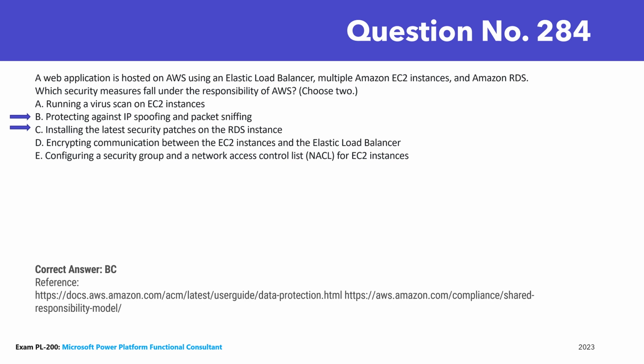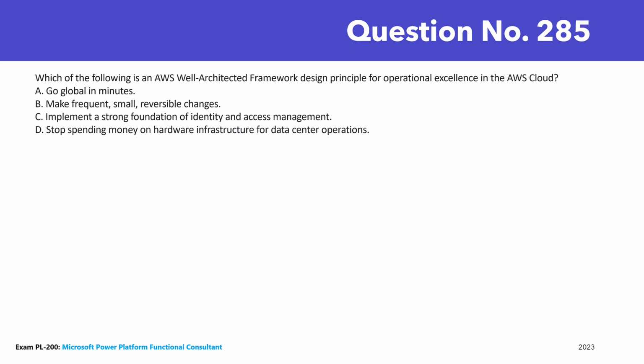Which of the following is an AWS Well-Architected Framework design principle for operational excellence in the AWS Cloud? A. Go global in minutes. B. Make frequent, small, reversible changes. C. Implement a strong foundation of identity and access management. D. Stop spending money on hardware infrastructure for data center operations. Correct answer, B.